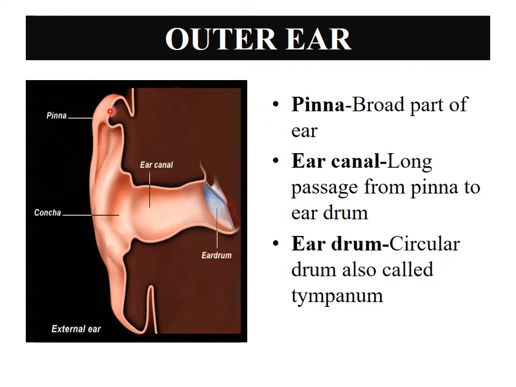The broad, visible part is called the pinna. It is the first part of the ear that reacts with the sound. There lies a circular drum at the end of the outer ear which connects the outer ear with the middle ear. It is called the eardrum or tympanum. There lies a long passage that connects the pinna to the eardrum. It is called the ear canal. The sound waves first enter from the pinna and reach the eardrum by traveling through the ear canal.